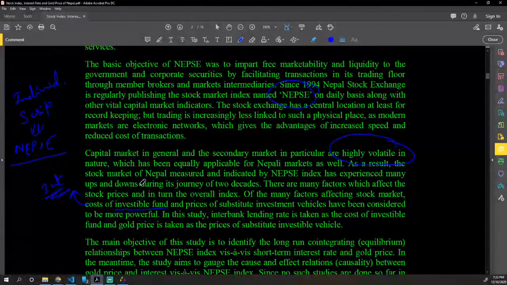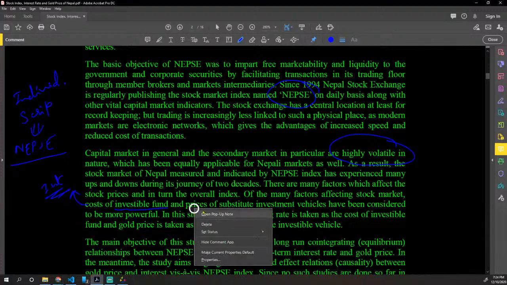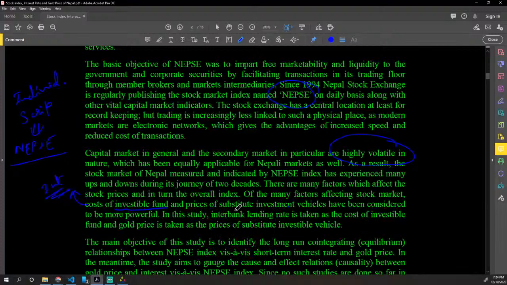A loan that you've taken from a friend or something like that. Then after that, the price of substitute investment vehicles. So what's the price of substitute, right? If the price is less, people would be attracted towards there as well. And then in the study, interbank lending rate is taken as cost of investable fund. Okay, so this is a very important assumption. Interbank lending rate, nowadays it's very low. I don't know about those days, how it was. And the gold price is taken as the price of substitute investable vehicle.